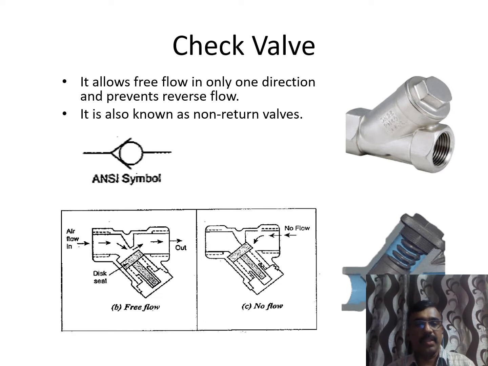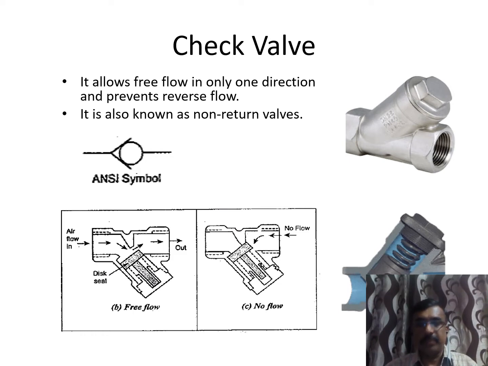So here the construction is given. There is a spring operated piston. Once the air is pressurized, it moves in one direction and allows flow. In the other direction it will close and does not allow flow.